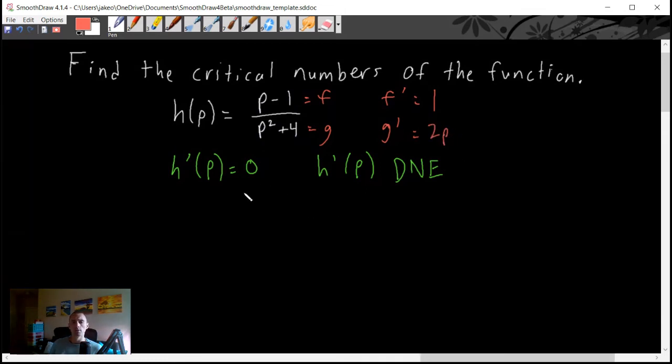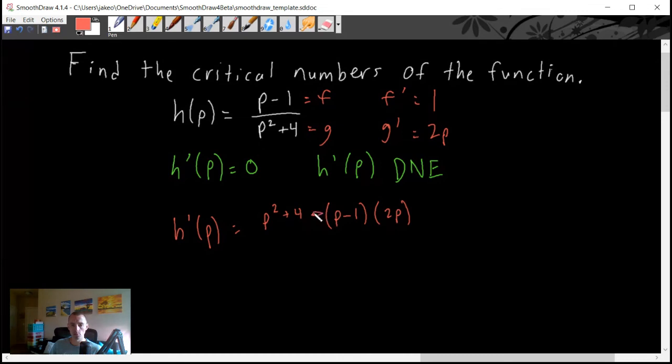Okay. So then quotient rule says, to find the derivative of your function, you're just going to take low d high. So low times the derivative of the high, the bottom of your fraction times the derivative of the top. So p squared plus 4 times 1, which is just p squared plus 4. Minus high d low, so minus f times g prime, minus high d low, p minus 1 times 2p. And make sure you do put these in parentheses because this minus sign is going to need to distribute to all this stuff. Okay, then that's all going to be over the bottom of your fraction squared.